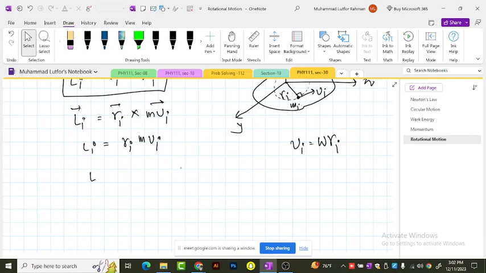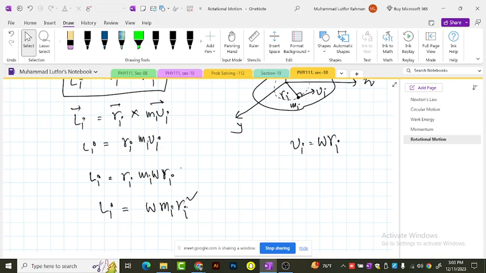Which means I can write this in terms of Ri, Vi. Oh, sorry, it should be Mi, I'm sorry, this is the Mi particle. Mi omega into Ri, which means I can write this thing as simply omega Mi into Ri square. That's the angular momentum for this point mass.